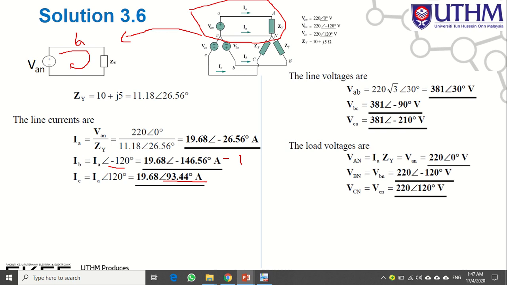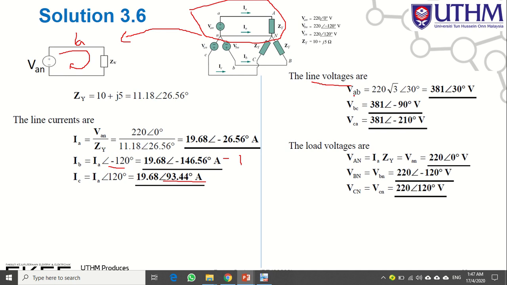The next question is question number 2. Calculate the line voltage. Line voltage where? In this case, the line voltage at the source, VAB, given the phase voltage. You know that line voltage equals square root 3 times V phase, angle 30, for the Y connected system. Angle 30. So you get the answer.